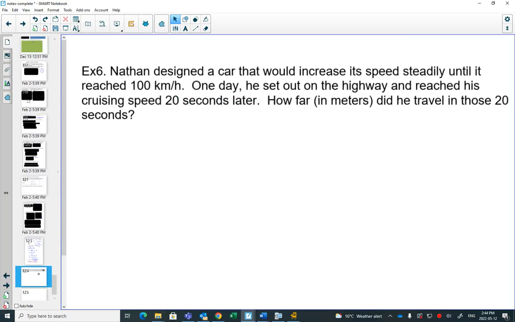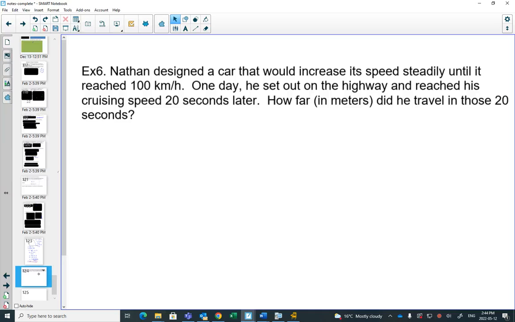And our last example. Nathan designed a car that has a constant acceleration. I don't know, maybe that's good for fuel. That'd be a good question, right? Yeah, there you go. Here's your new IA. You figure out what is the best acceleration for fuel to reach your... that is a good question.